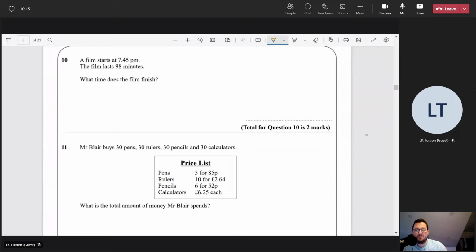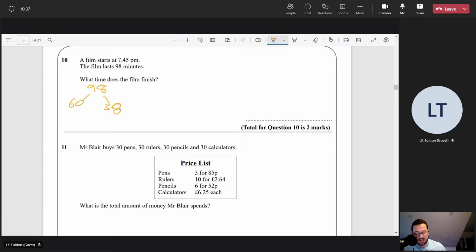Okay, number 10. A film starts at 7:45 p.m. The film lasts 98 minutes. What time does the film finish? Well, there's a few different ways of doing this, but what we can do is split this 98 into an hour and what's left. So you've got 60 minutes for an hour, and you've got 38 minutes left.